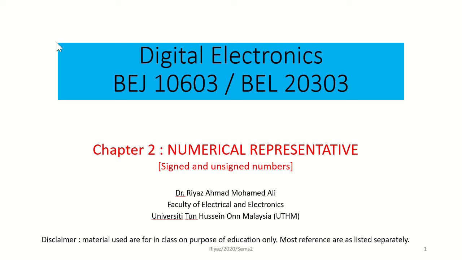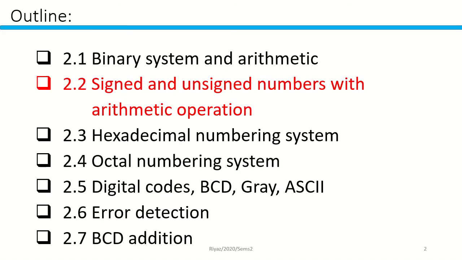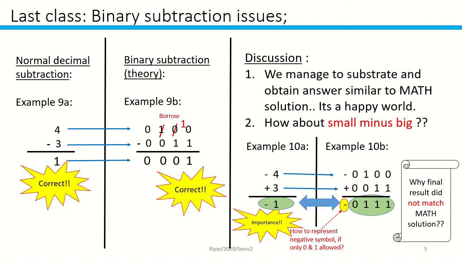Today I'm going to talk about the next chapter under chapter 2, Signed and Unsigned Numbers. So this is the outline of chapter 2, and I'm going to focus on the subchapter Signed and Unsigned Numbers with Arithmetic Operation. In the previous class, I mentioned binary subtraction issues.